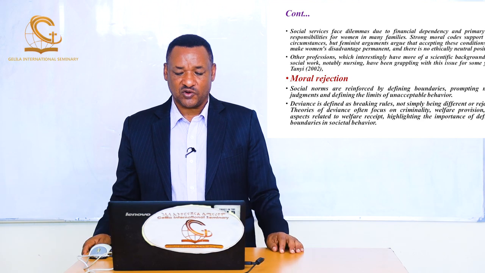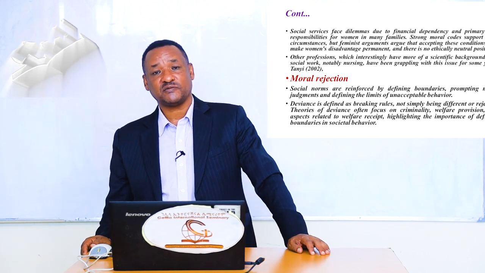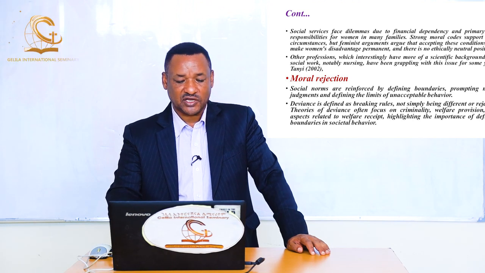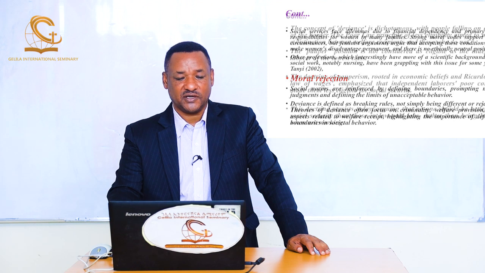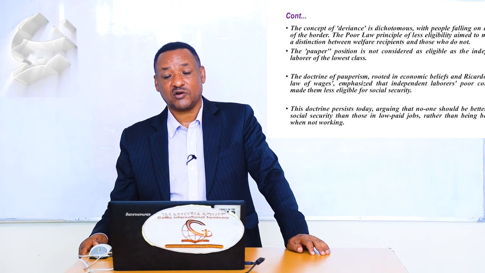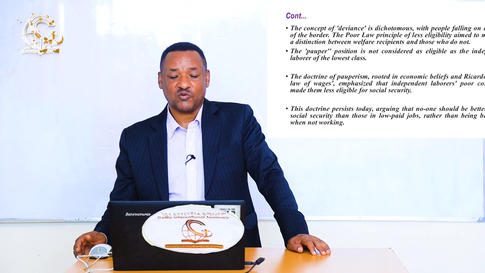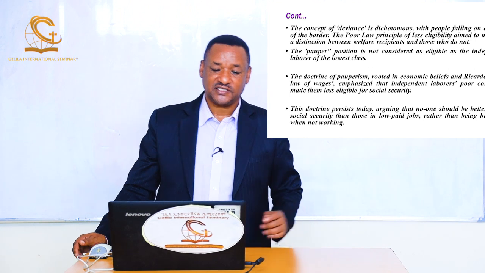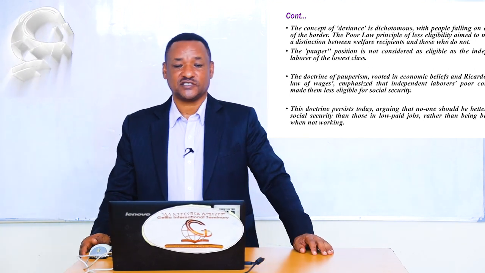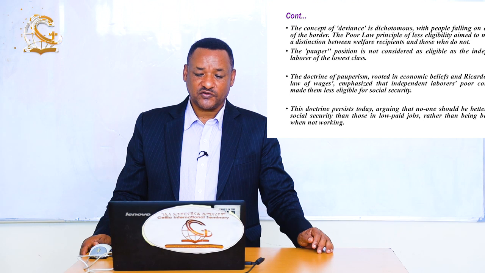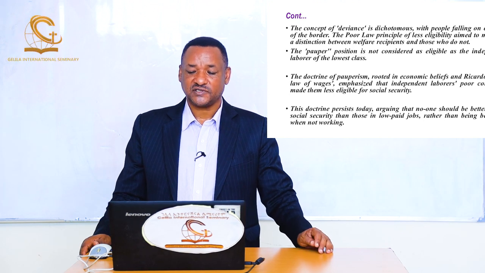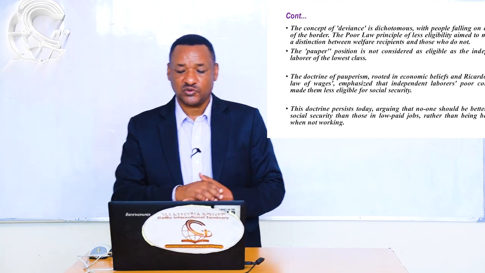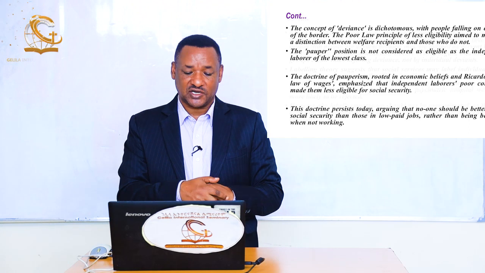Theories of deviance often focus on criminality, welfare provision, and aspects related to welfare receipt, highlighting the importance of boundaries in societal behavior. So the concept of deviance is dichotomous, with people falling on one side of the border. The poor law principle of less eligibility aims to maintain a distinction between welfare recipients and those who do not. The doctrine of pauperism, also rooted in economic beliefs and Ricardo's iron law of wages, emphasized that independent labourers' poor conditions made them less eligible for social security.